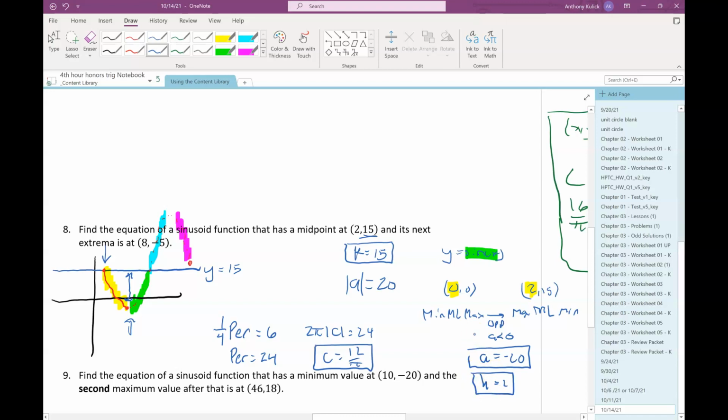Why is A negative in this case? Because if you look at the order of our midline points, they're the opposite order.